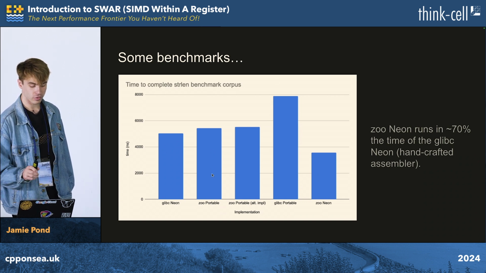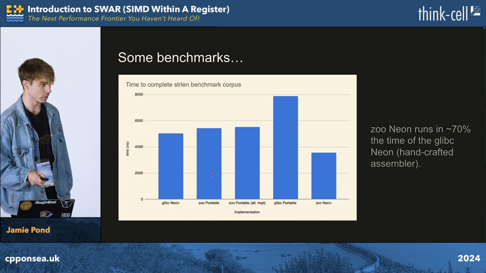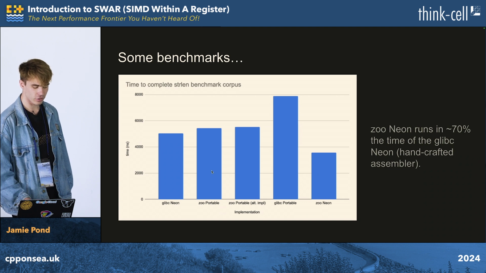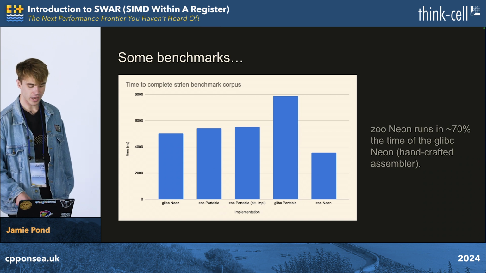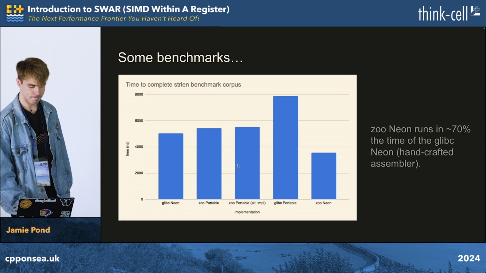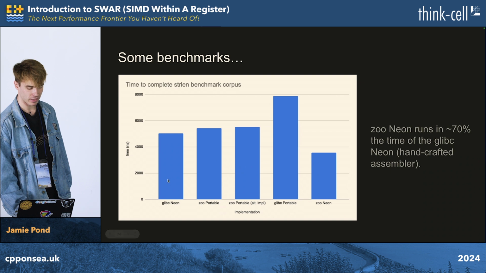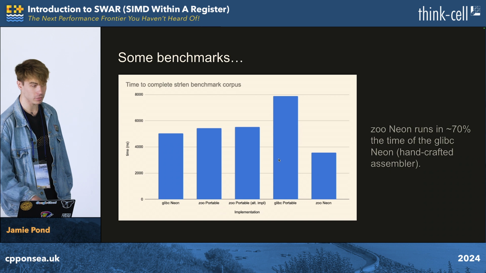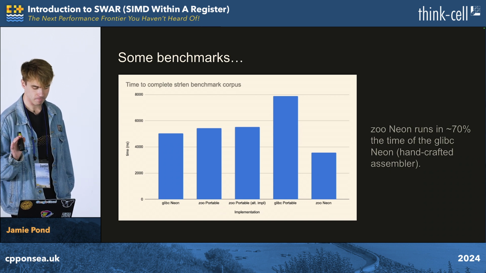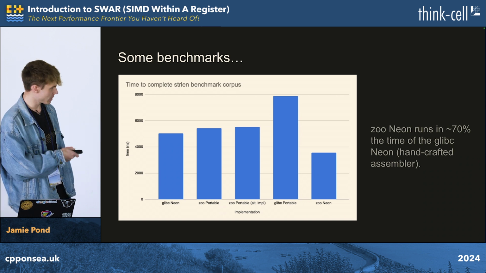And then our Zoo portable implementation that doesn't use any hardware SIMD comes in just a little bit slower to do the whole benchmark corpus, about 5,500 nanoseconds. We have two different flavors of that, and they have very similar performance. But neither of these use any hardware SIMD. The glibc Neon uses hardware SIMD. The glibc portable implementation that is only vanilla C++ is significantly slower.